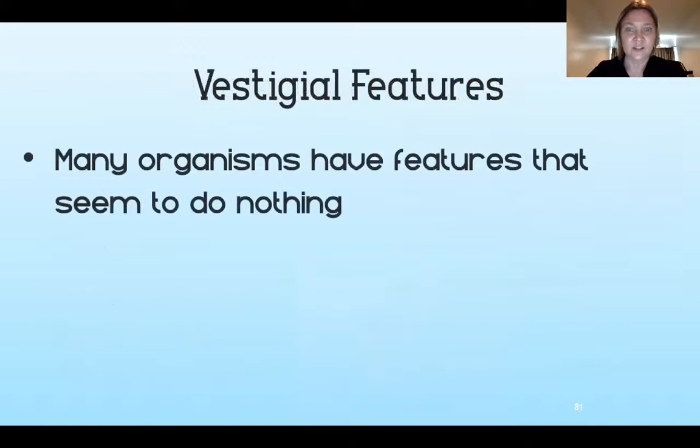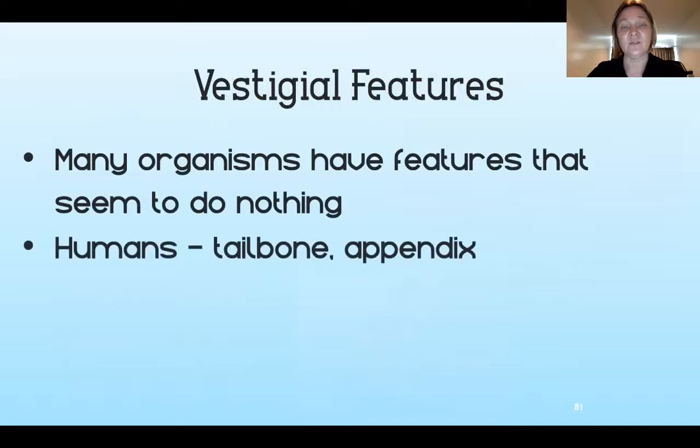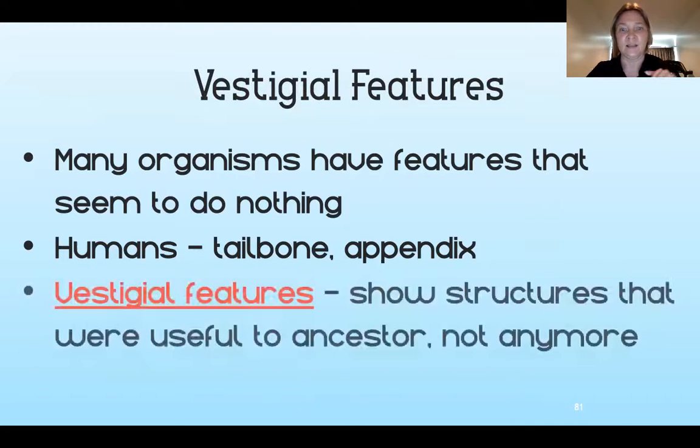And here we have vestigial features. These are parts of an organism or structures that don't have a function. For human beings, we have our tailbone, the coccyx, and our appendix. These are things that are kind of like residual structures, which are in the process of being eliminated through evolution. But what they do is they tell us something about our ancestry. So we wouldn't have a tailbone for no reason.